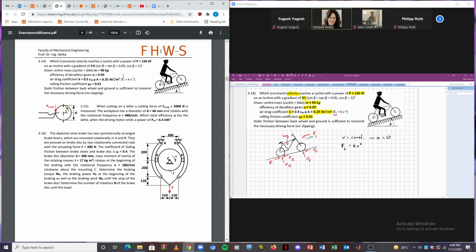Then for the friction, in case of static friction, we know that on the front wheel, that's mu R times normal force, and of course, same for the back wheel, since we have static friction there as well.